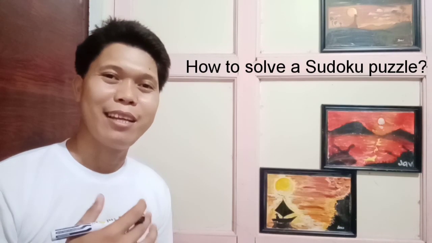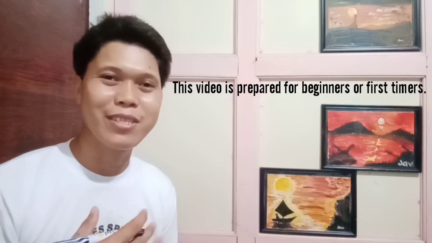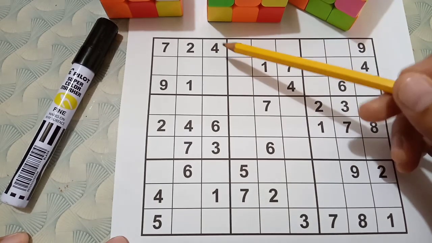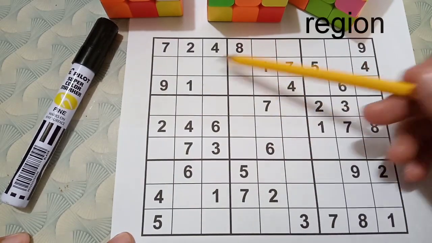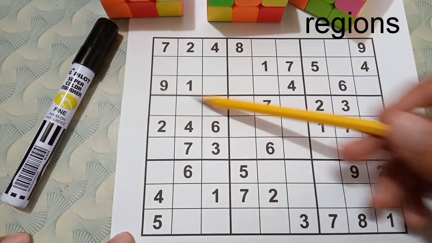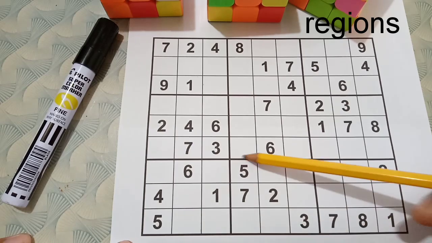What I'll be sharing with you now is how to solve a Sudoku puzzle, and this is specially designed for those who are first timers in solving a Sudoku puzzle. This is our sample Sudoku puzzle and it has parts. Let's call each of these a box region. So this is region 1, region 2, 3, 4, 5, 6, 7, 8, and 9.